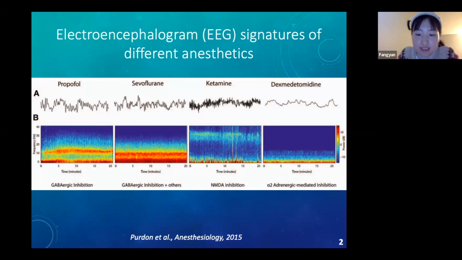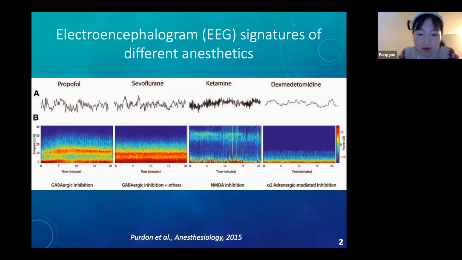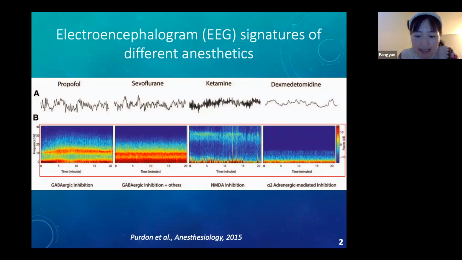We collect raw EEG signals from the brain, like the traces shown in panel A. Then we use signal processing methods to convert these raw signals into this colored map called a spectrogram in panel B, with the y-axis showing the frequency and the x-axis showing the time. The spectrogram can tell us which frequency components exist in the raw EEG signals. In this way, we can track the changes of brain dynamics over time on different drugs.